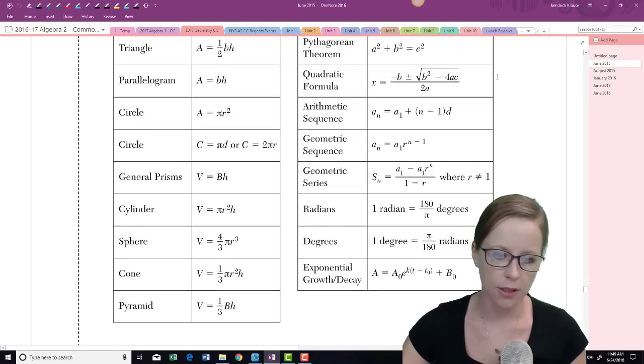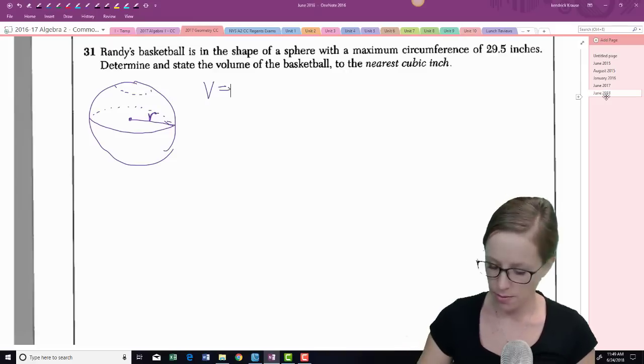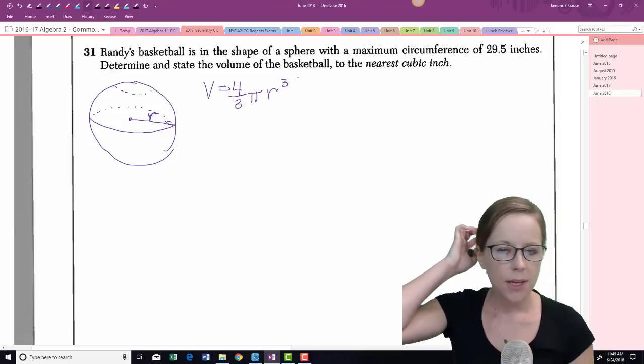Volume of a sphere is 4/3 pi r cubed. See it down here? 4/3 pi r cubed. So the only thing we need to know is the radius of this sphere. So volume equals 4/3 pi r cubed. But they don't give me the radius, they give me the circumference.